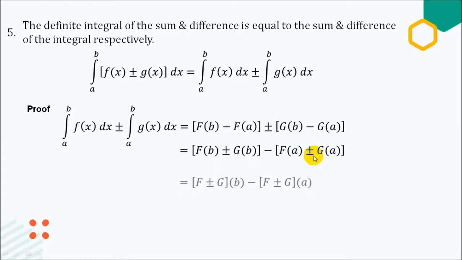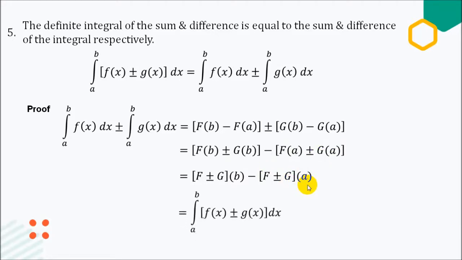So we can write F plus or minus G evaluated at b, minus F plus or minus G evaluated at a. From here we get the integral. We have b and a here, which means the lower limit is a and the upper limit is b, and we have F plus or minus G, which means we have the integral of f(x) plus or minus g(x) dx.